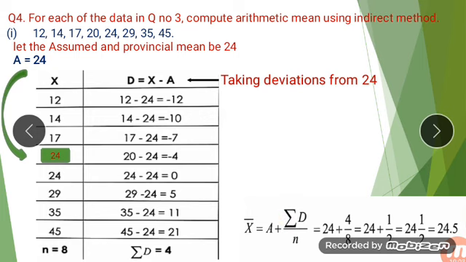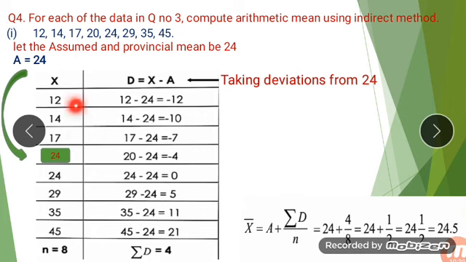Here we now have to first of all find a, meaning the assumed mean. We can take any constant from the observations, but it is recommended that if we take a value from the middle, it will make the calculation easy, rather than taking a value from the first observation or from the last.